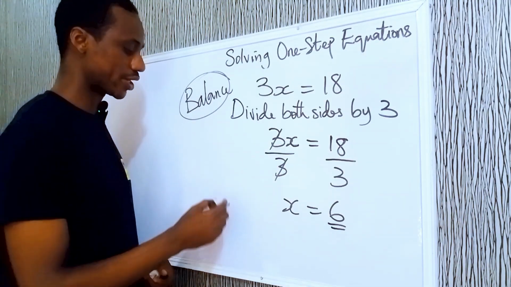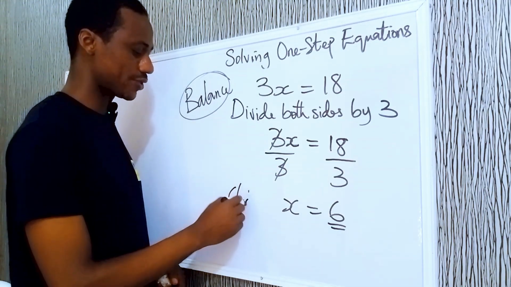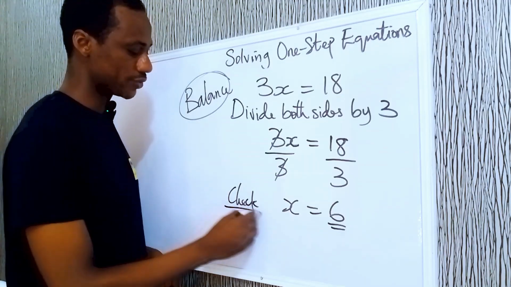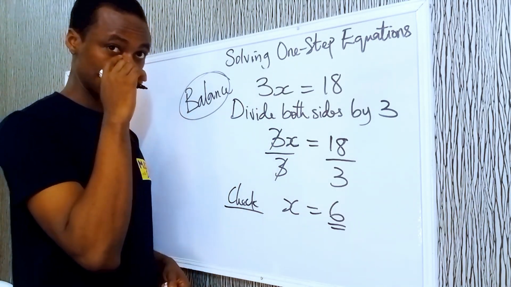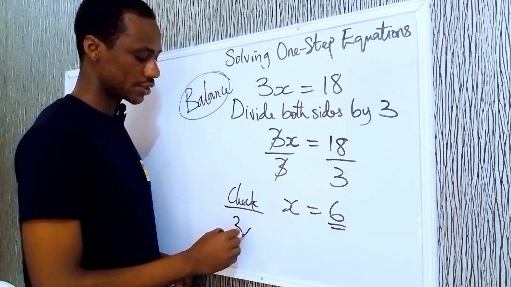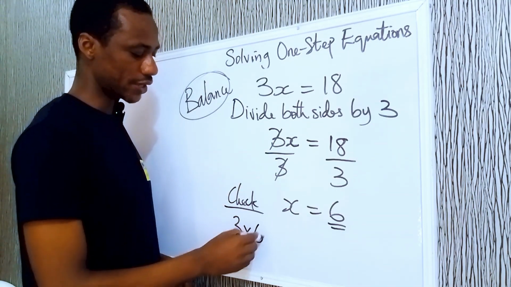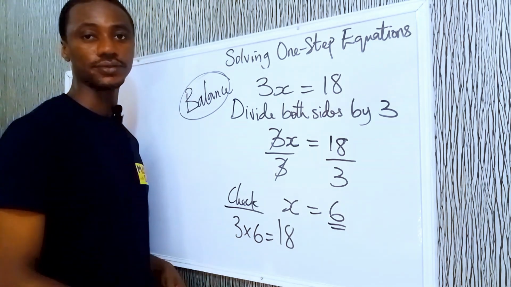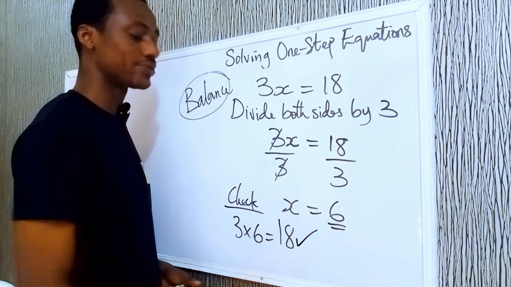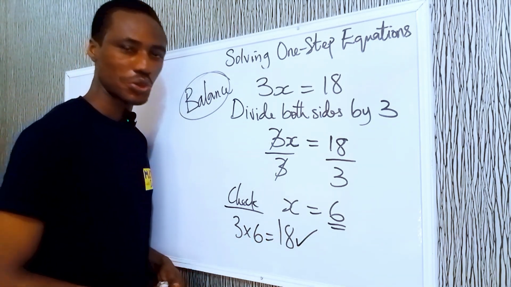Remember, you can always check to see if you are correct. So if you say x equals 6, let's replace the value here. So we have 3 times 6 instead of x, and then 18. So let's check if 3 times 6 is 18. Checked, correct. 3 times 6 is 18. All right.